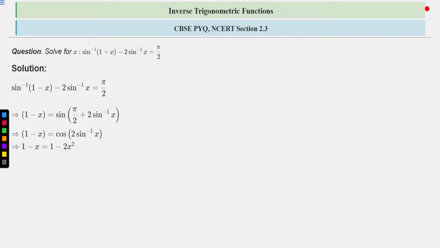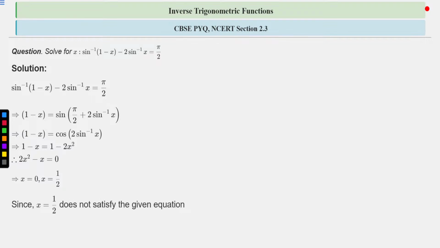Because 2 sine inverse x can be written in terms of cos inverse x, right? Clear? So finally it will be 1 minus x is equal to 1 minus 2x square. Now 2x square minus x will be equal to 1 after solving this. Therefore, we will get x equal to 0 and x equal to 1 by 2 after solving this.